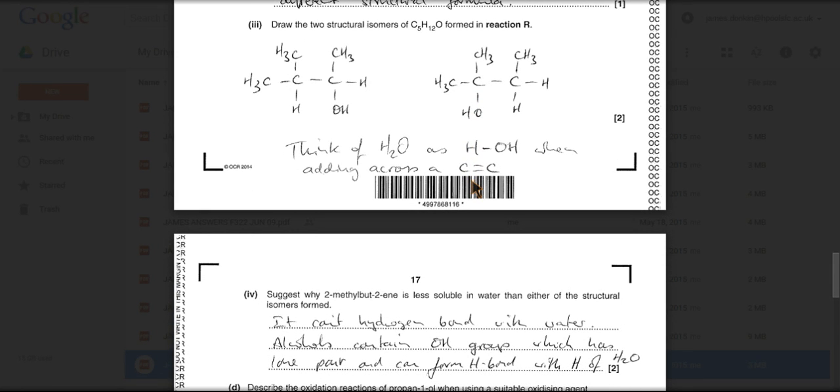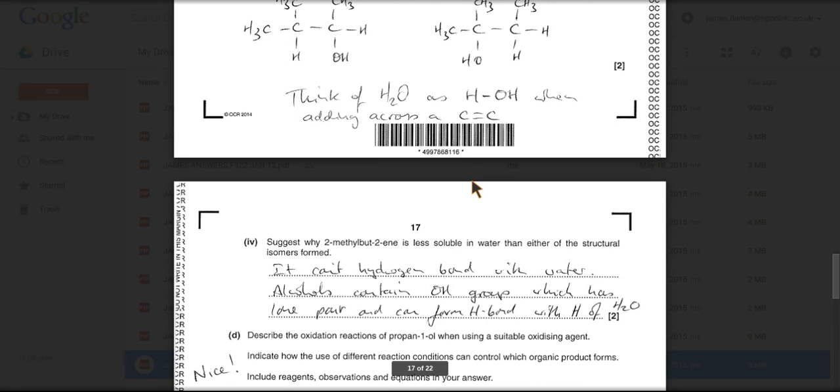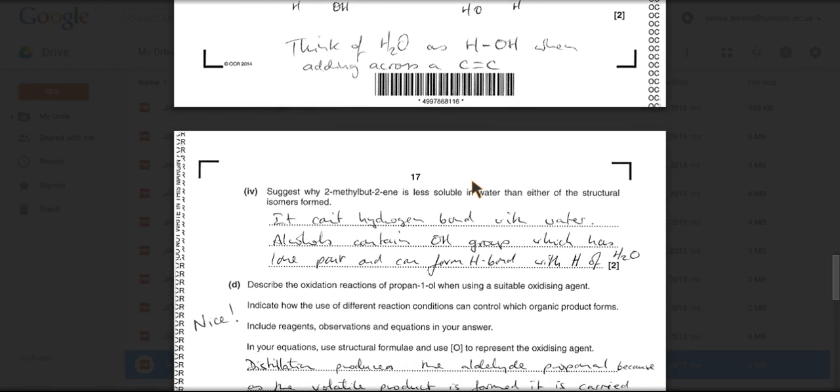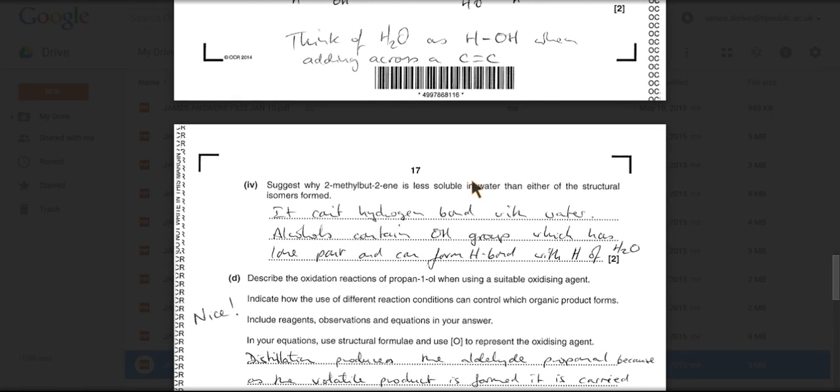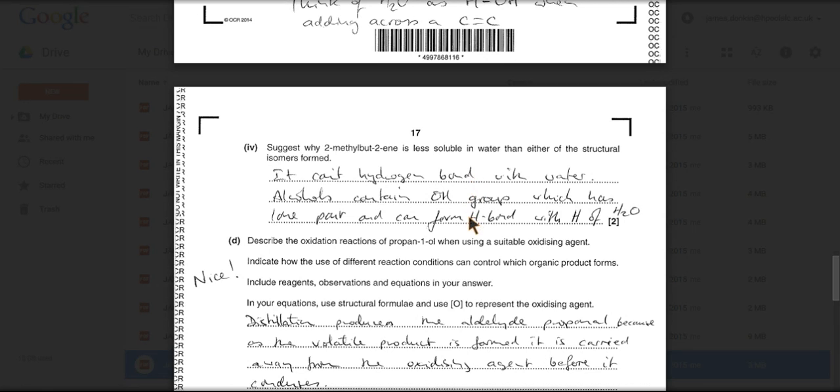Suggest why 2-methylbutadiene is less soluble in water than either of the structural isomers. Well, we know that the structural isomers are alcohols. So why are alcohols more soluble than alkenes? It's all about hydrogen bonding. So 2-methylbutadiene is an alkene, can't form hydrogen bonds with water, whereas alcohols contain those OH groups, lone pair on the oxygen, and can form a hydrogen bond with the H of water.